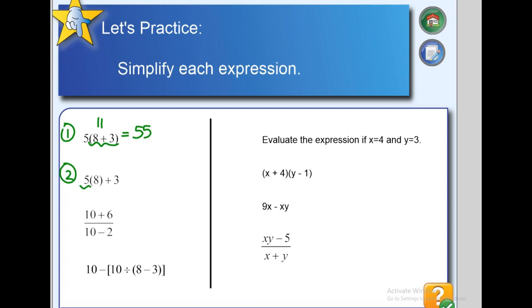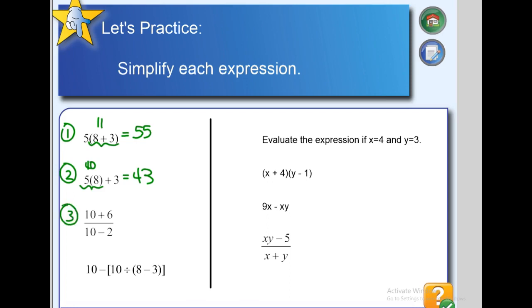But when these two guys are written beside each other, I do multiplication first. So we know 8 times 5 is 40, and 40 plus 3 is 43. Good job. All right, let's look at number 3, fraction bar.